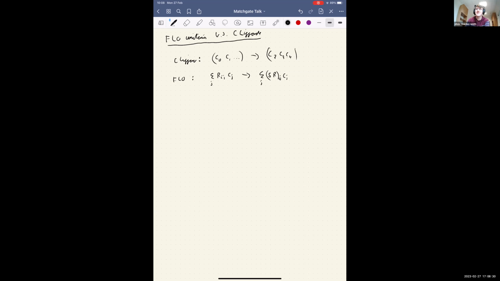I have no idea if this property is useful, but each one is respecting a different aspect, a different operation in the algebra. Okay. This is kind of a side note that I think is cool.